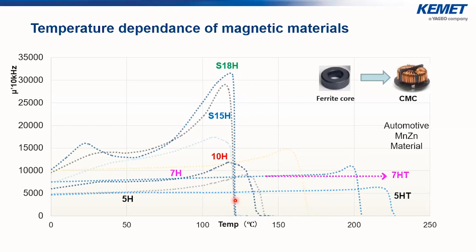So in your application, for example, if you are working in an automotive application where the maximum temperature is 150 degrees, of course you won't choose this kind of material because here there won't be any permeability left. But you will choose other kinds of materials, as for example the 7HT or 5HT that are specific for high temperature, even if they have a lower permeability constant.